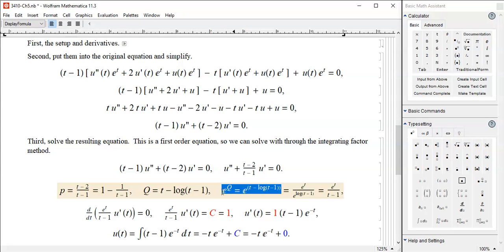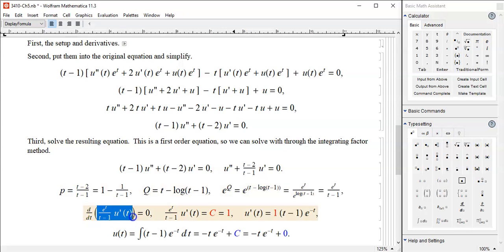Can you simplify that? Yes, you can. e to the t power over e to the log of t minus 1, and exponential and log cancel out, we get e to the t power over t minus 1. That is the integrating factor. So that integrating factor times u prime is equal to 0. The right hand side is 0, you see. So integrating, what do you get? This integrating factor times u prime is equal to c.